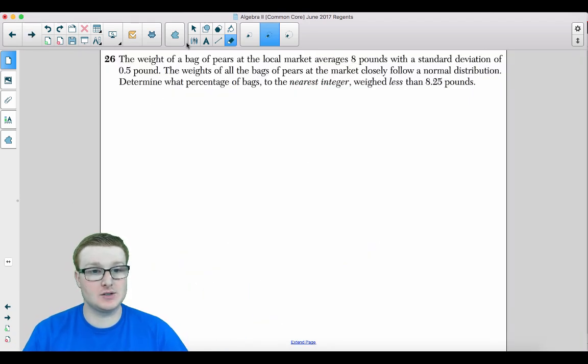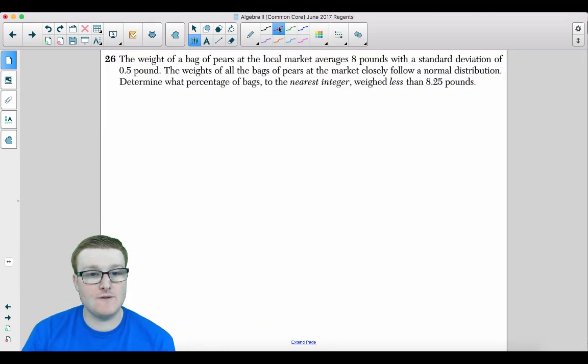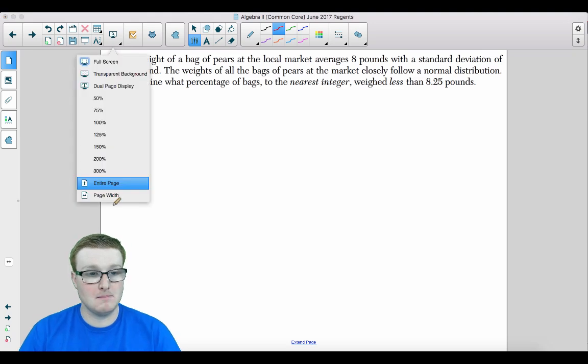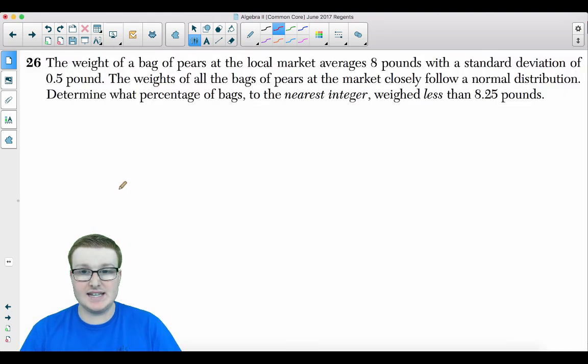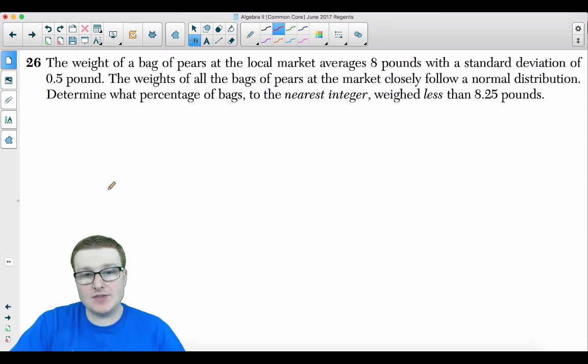Moving on to number 26. The weight of a bag of pears at the local market averages 8 pounds with a standard deviation of 0.5 pounds. The weights of all the bags of pears at the market closely follow a normal distribution. Determine what percent of bags, to the nearest integer, weigh less than 8.25 pounds.